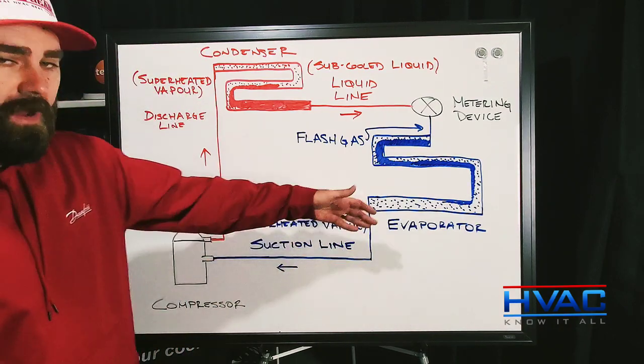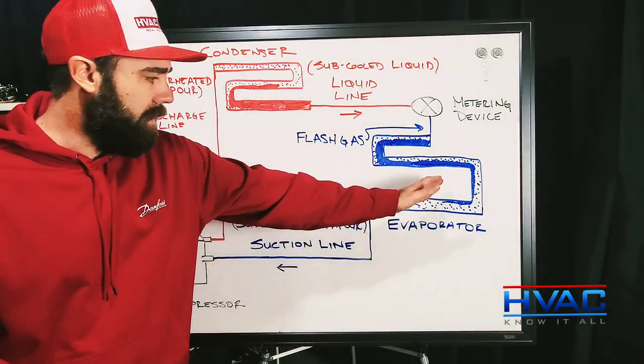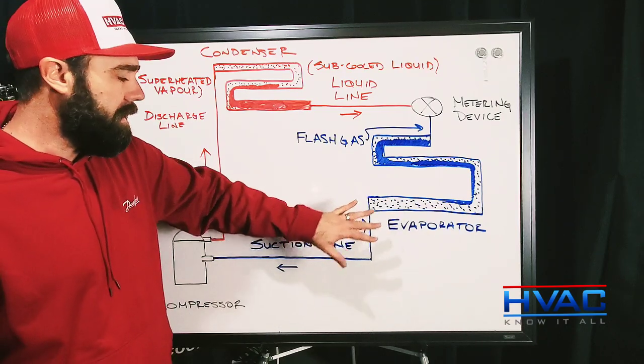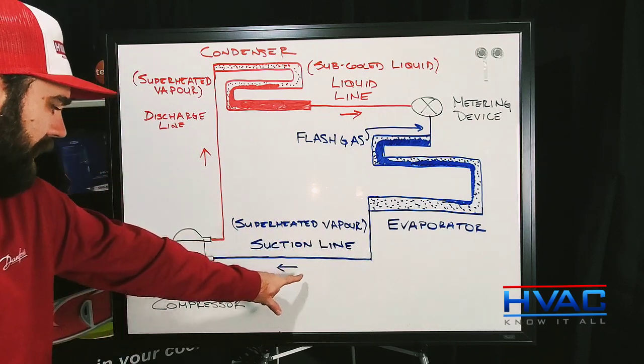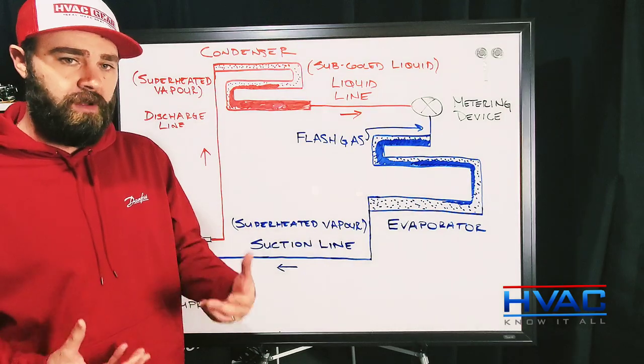The suction line, as we just talked about, is gonna be a superheated vapor because we've absorbed all the liquid. Any additional heat we're absorbing in the evaporator is now gonna be superheat. So now we're gonna come down the suction line. Here's the arrow coming back to the compressor, and we're gonna start the function all over again.